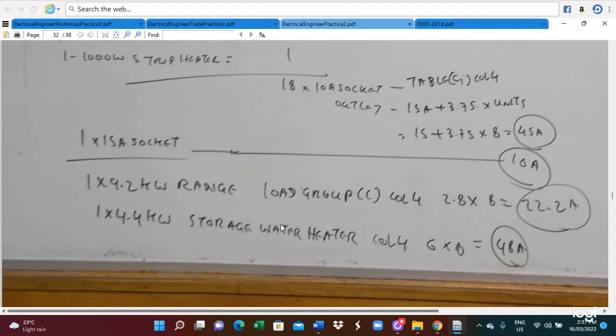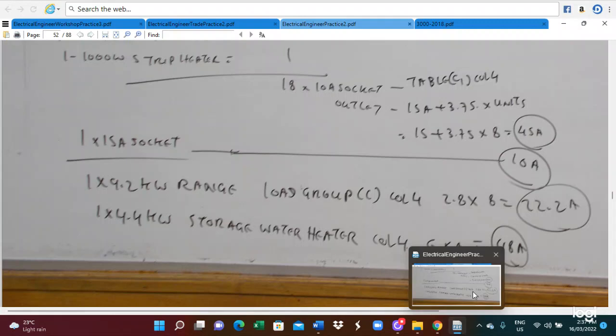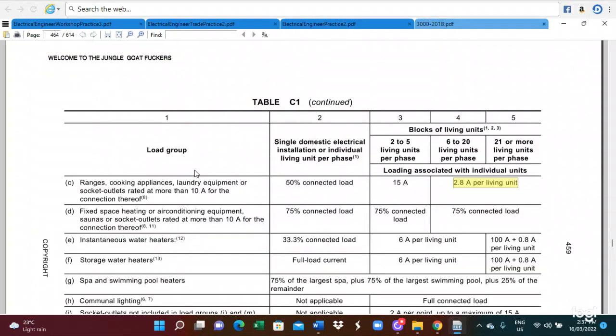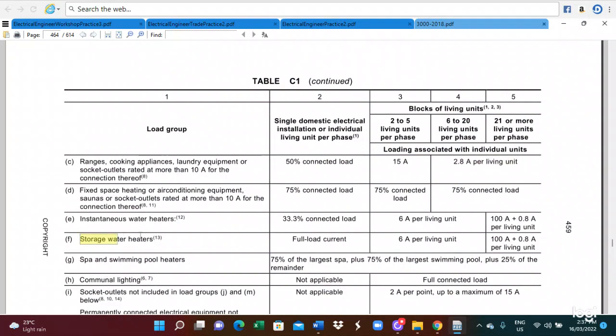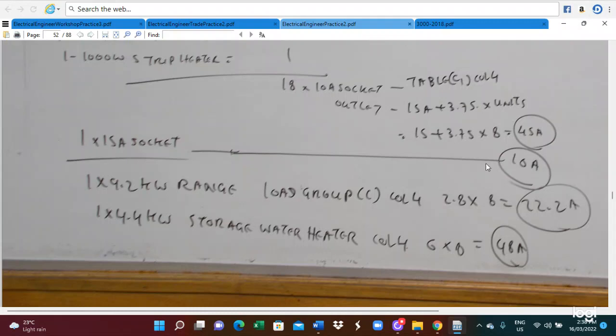Another thing is a 4.4 kilowatt storage water heater. We have to refer to the storage water heater. So where is the storage water heater? Storage water heater here, load group F. In this case, for 2 to 5 units, 6 ampere per living unit, or 6 to 20 units, 6 ampere per living unit. There are 8 living units per phase, so 6 multiplied by 8. This is the way we calculate it: 6 multiplied by 8, 48 ampere.